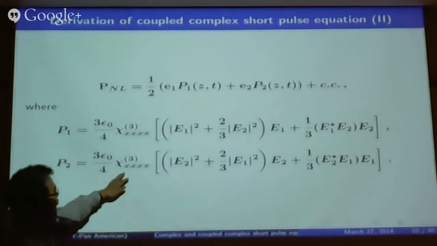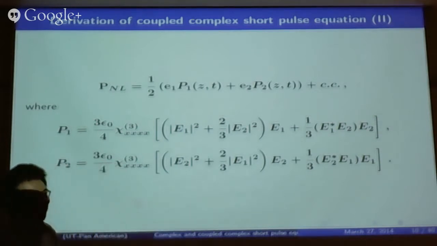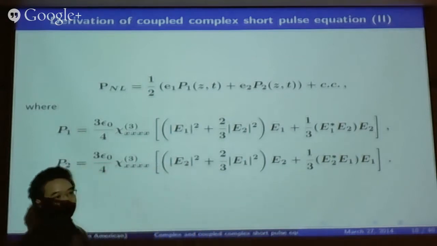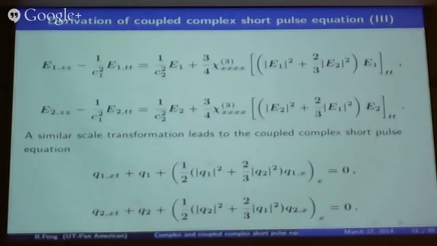In this form, this part comes from the Kerr effect, which is the famous effect in optics. But the last two terms are called four-wave mixing. This is another nonlinear effect, arising from the nonlinear interaction between the pulses. The last two terms can be ignored in the propagation of the pulses. So when we ignore them, then we get these two equations.